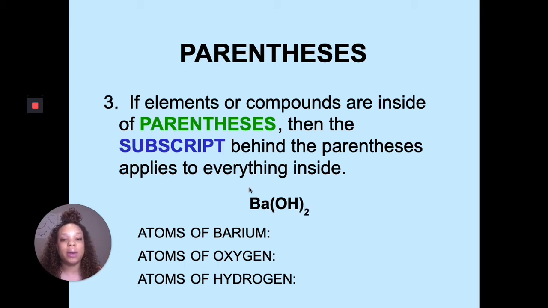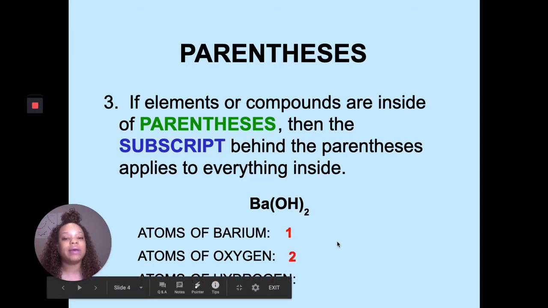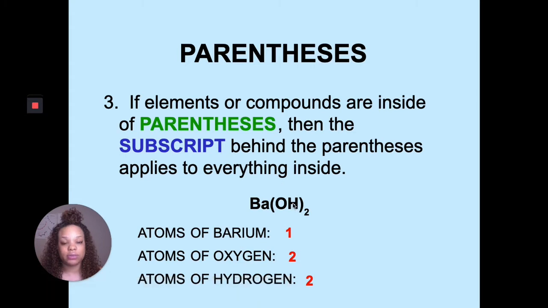So again, barium is not inside of the parentheses, so this number 2 does not apply to that. So we only have one barium. Oxygen, however, is inside of the parentheses, so this 2 applies, which means we multiply 1 times 2. We have 2 oxygens. Then we have hydrogen, where we had 1 on the inside of the parentheses. We multiply that times 2.